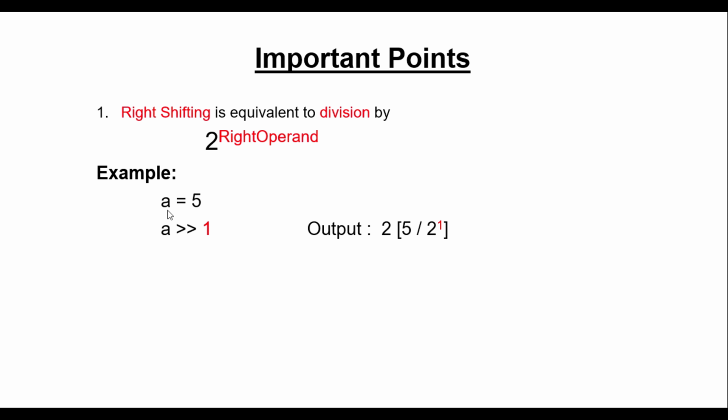Here is a variable a that has a value 5 and we want to shift right by one position. We know the output is 2. But how? Simply, 5 is divided by 2 to the power of the right operand. And what is the value of the right operand? Which is 1. So 5 divided by 2 is equal to 2.5, and as we truncate the floating point part, it will give 2 as an output.